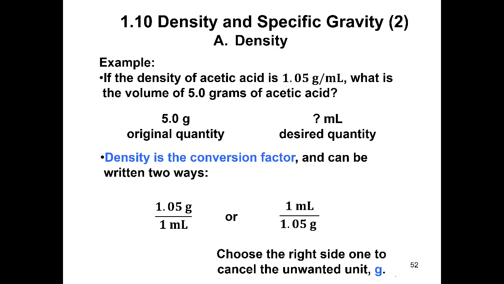If the density of acetic acid is 1.05 grams per milliliter, what is the volume of 5 grams of acetic acid? All right, so when we take inventory, we're given 5 grams, and we want to know how many milliliters that is. All right, so we use density as the conversion factor because we can write it either 1.05 grams per milliliter or 1 milliliter over 1.05 grams.